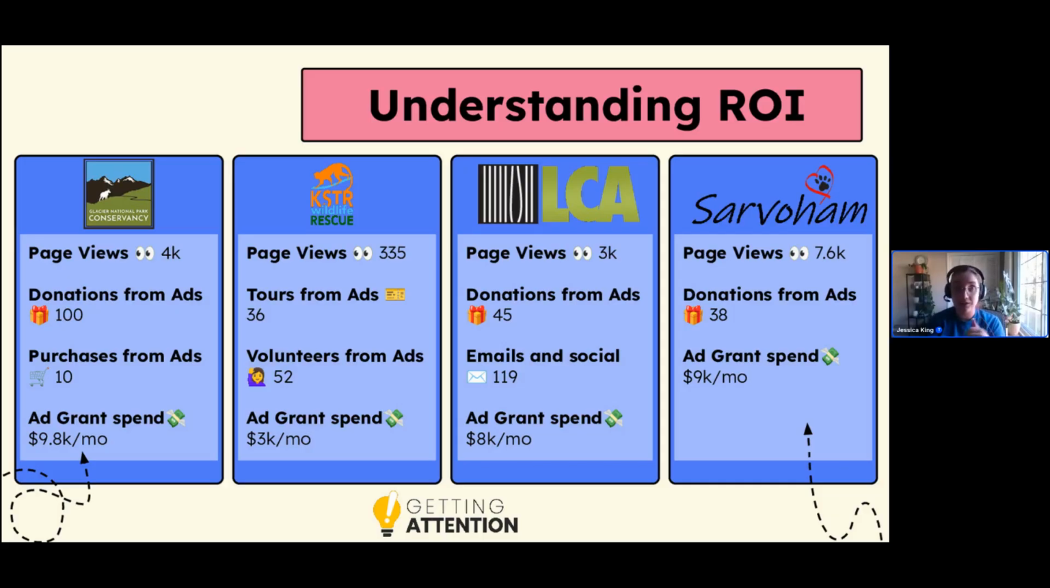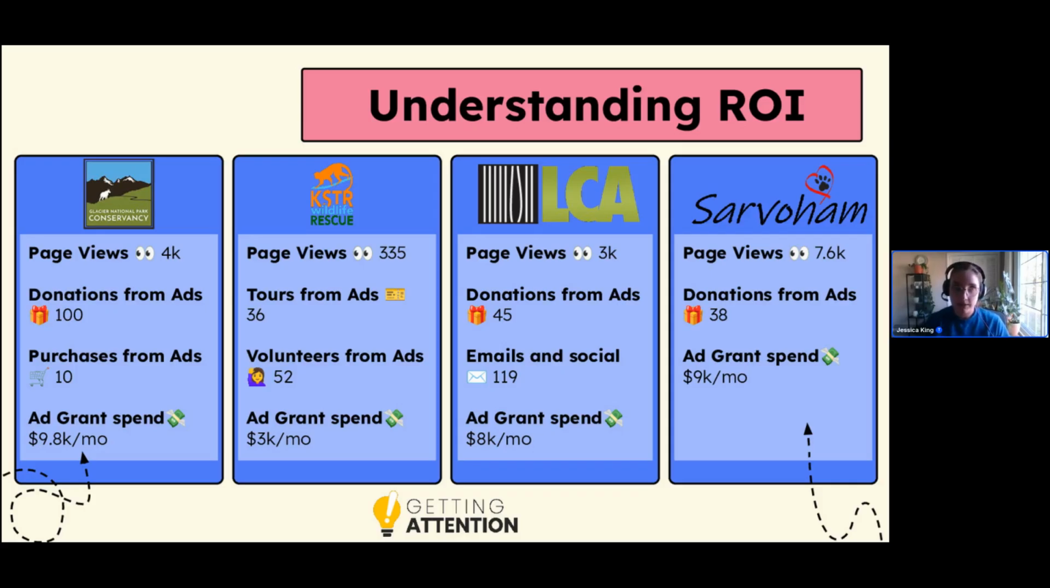They tend to get about 36 of those in a given month from ads, and volunteers to help just keep up with the sanctuary. They tend to get about 52 volunteer applications from the ad grant per month. Because they're super local and because they're operating at a different scale than GNPC, they tend to spend more like 3,000 of that ad grant.